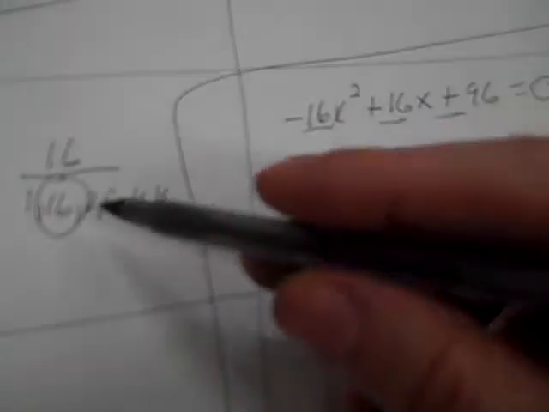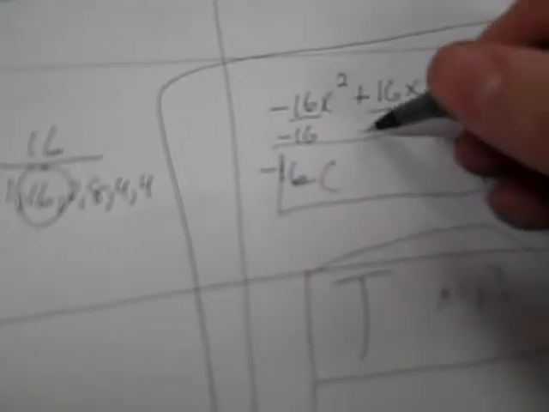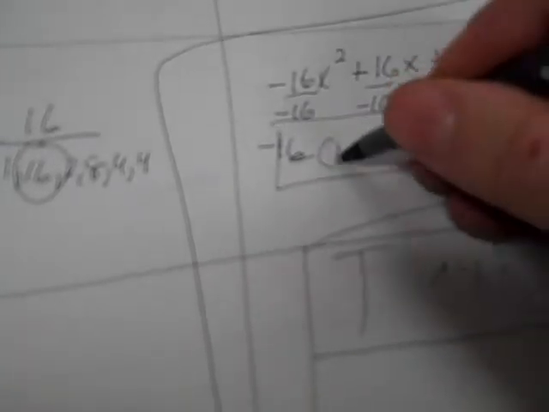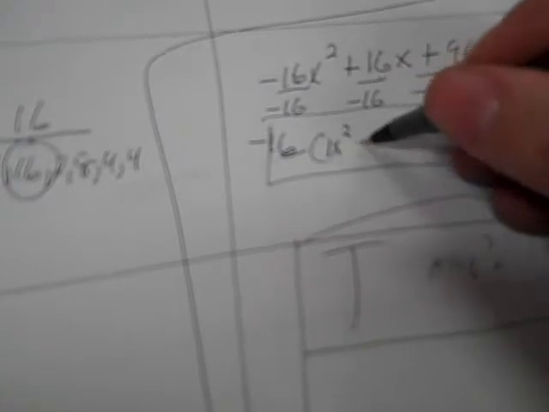Now let's try 16. 16 divided by 16 is 1. 16 divided by 16 is 1. And 96 divided by 16 is actually 6. So 16 is the one to use. Negative 16, though. So I pull out negative 16, not with an x, though, just with that. Okay, so it's going to be 1x squared, negative 1, so minus 1x, and then negative 6, so minus 6.